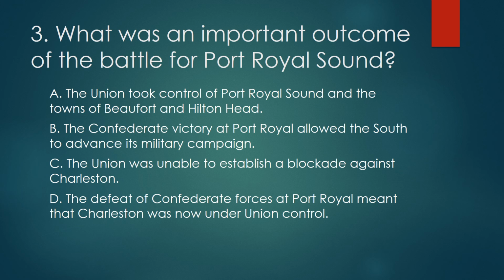Number 3. What was an important outcome of the Battle of Port Royal Sound? A. The Union took control of Port Royal Sound in the towns of Beaufort and Hilton Head. B. The Confederate victory at Port Royal allowed the South to advance its military campaign. C. The Union was unable to establish a blockade against Charleston. D. The defeat of Confederate forces at Port Royal meant that Charleston was now under Union control.